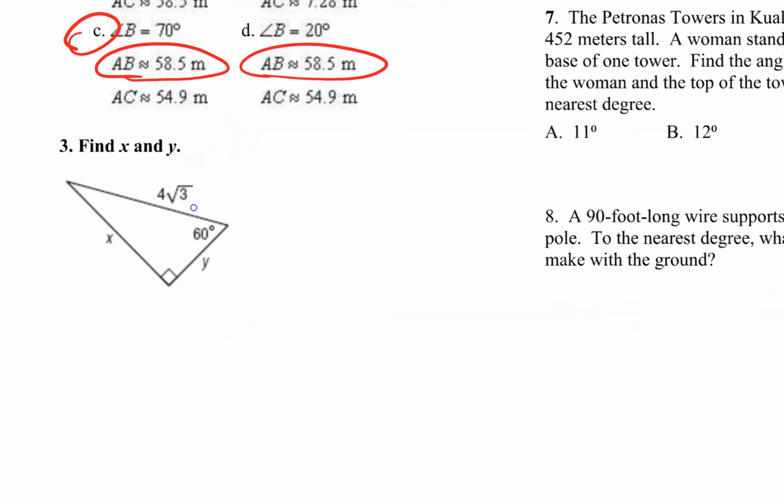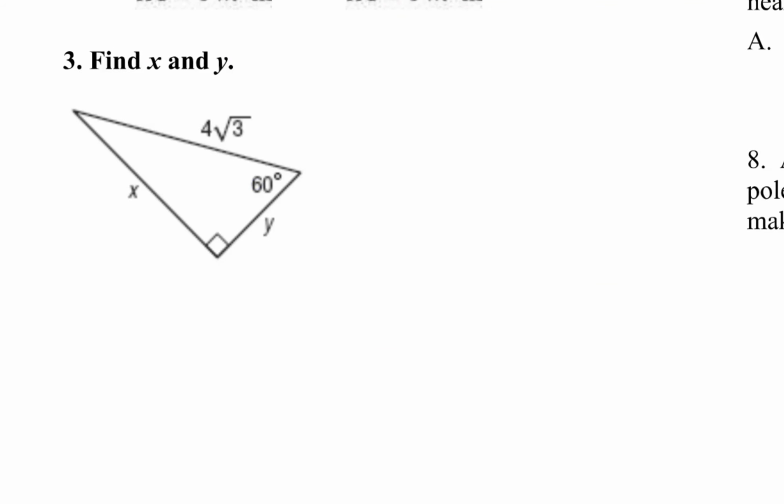Number 3, finding x and y. So you got two options here, using special right triangles. I'm going to do that second. First, I think most people would probably not use special right triangles, so let's look at it that way. So I'm going to label this. It doesn't matter again where I start, but I'm going to say this is opposite. This is hypotenuse. So that is the sine of 60 equals x over 4 square root 3.